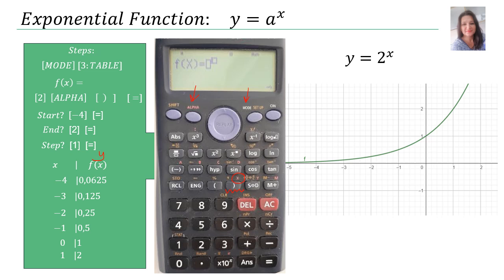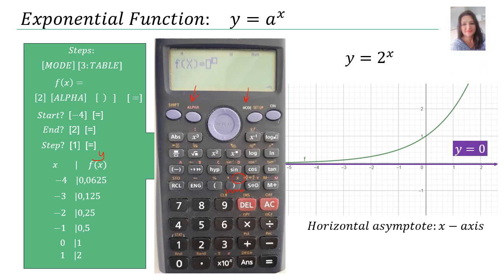Now let me explain what's going on here. First of all, you will see that there's a horizontal asymptote, and the x-axis is the horizontal asymptote. Remember the x-axis equation is the line y is equal to 0. So we say the x-axis, or the line y is equal to 0, is the horizontal asymptote.